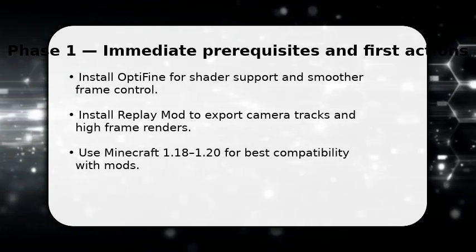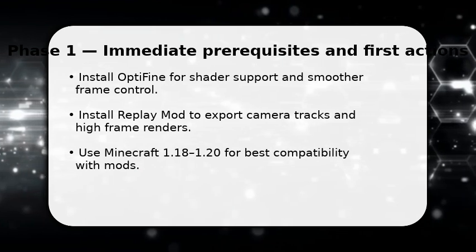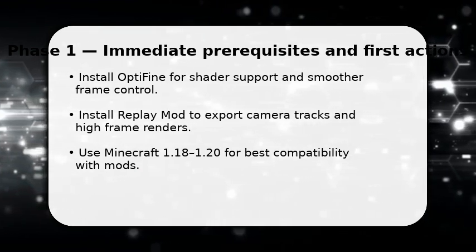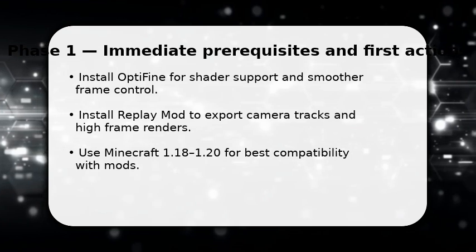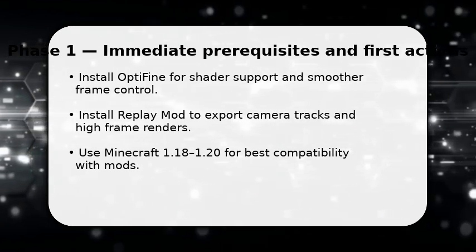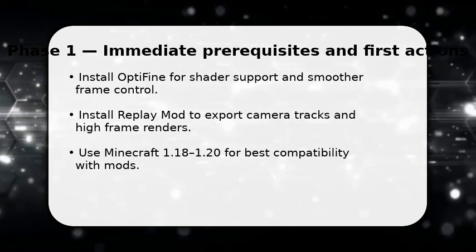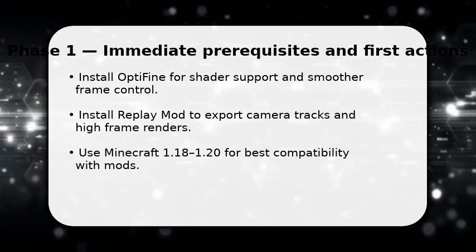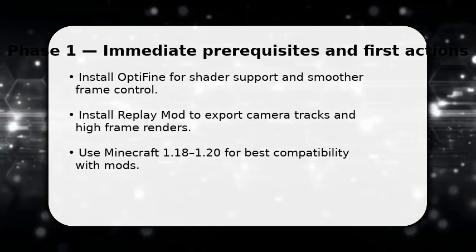Make a short camera path in Replay Mod. Set keyframes, easing, and duration. Aim for 6 to 12 seconds per shot. Make sure to pick a high render FPS, like 120 or 240, to capture enough frames for smooth motion blur.